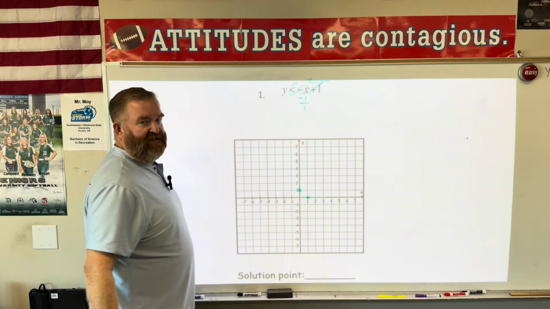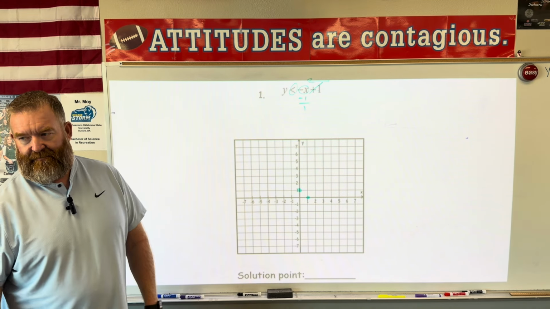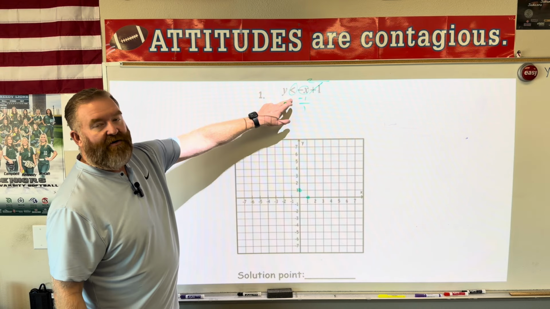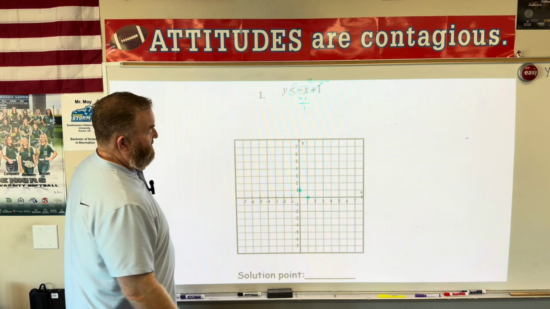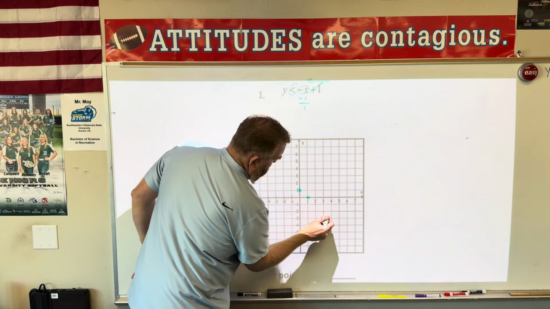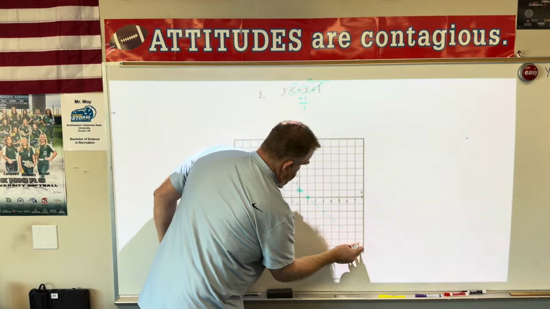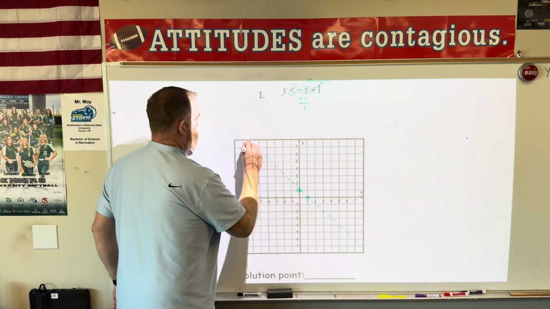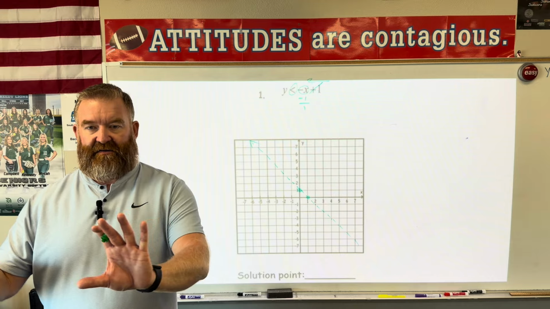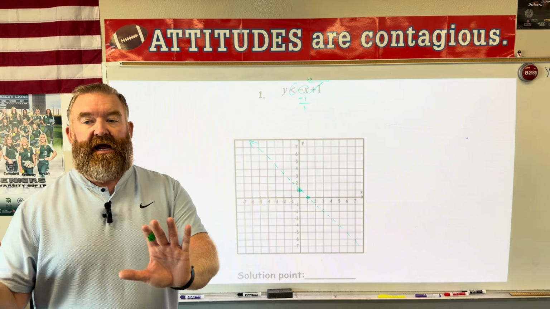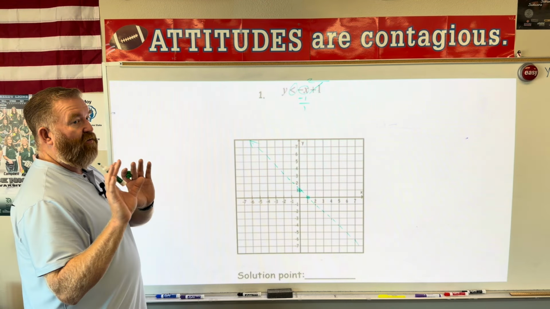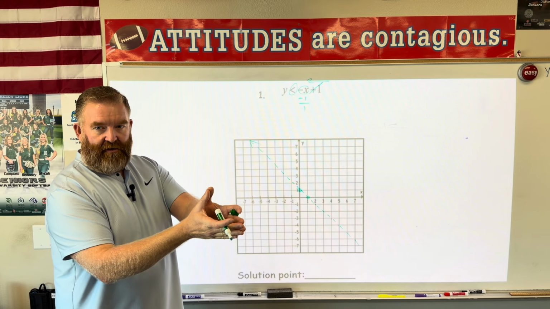Now my inequality sign. Is it a solid line or a dashed line? Does it have a line underneath it? No, so it's going to be dashed. I'm going to draw a dashed line all the way down and all the way up, yes? Okay, is everybody with me so far? I'm going to show you what this means in just a second, so I want you to fully understand what we're doing.